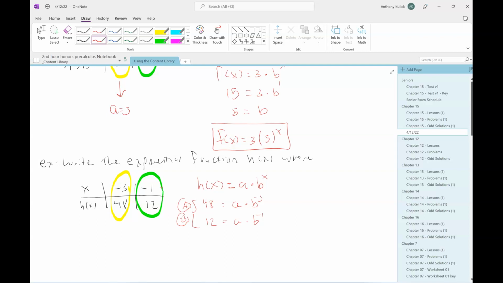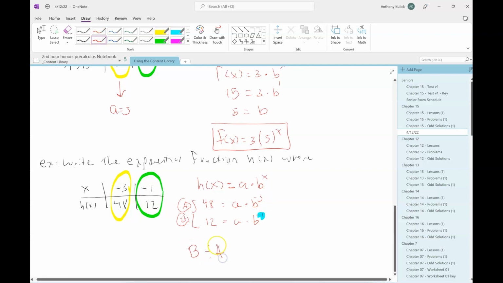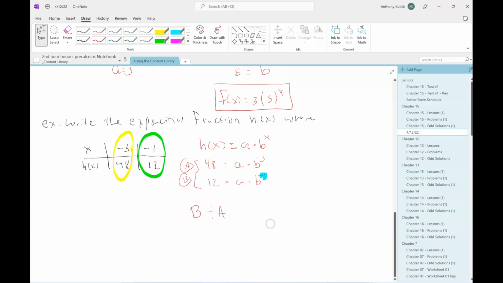When I do that, the question is, should I do A divided by B or B divided by A? What I would choose to do is whichever one has the biggest exponent, I'm going to make that the numerator of my division problem. It doesn't really matter a whole lot, but it saves us one step along the way to do it that way. So why not? Everybody's okay with what I've done there?